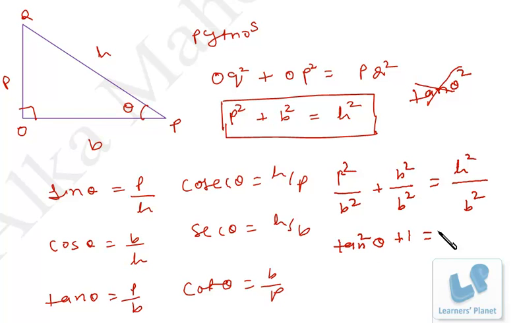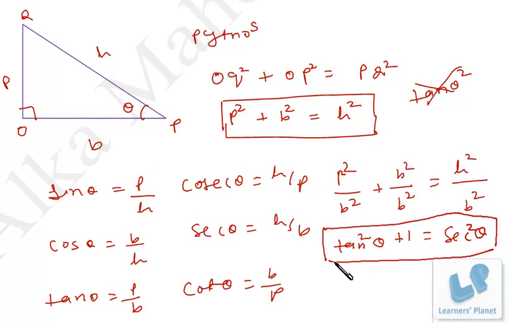It's plus 1 and H by B is sec theta. So it's H square by B square. So we will write it as sec square theta. So this is again one more relationship with us. That's tan square theta plus 1 is equal to sec square theta, right? So that is a relationship between tan theta and sec theta, the other two trigonometric ratios, right? So we derived two relationships. Now let's derive one more relationship.